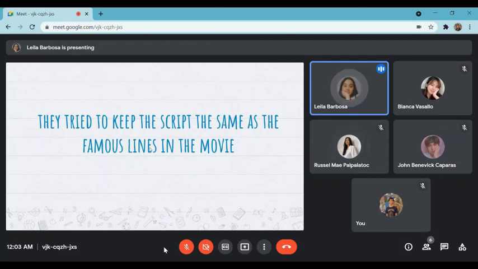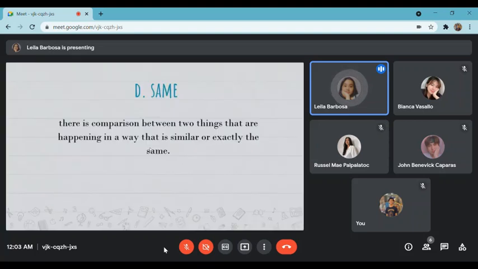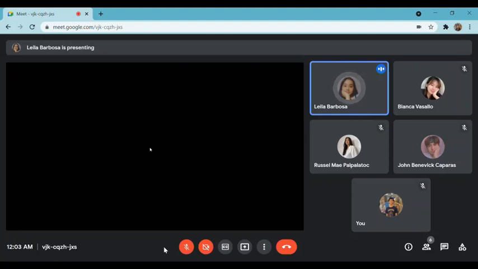Ma'am. Yes, Russell. It is same as. Very good. So, the answer is same as. So, this is our fourth comparative form, same or same as. There is comparison between two things that are happening in a way that is similar or exactly the same. So, the same or the same as pattern is followed by as and not by that or than. Let's go to this example for further explanation.